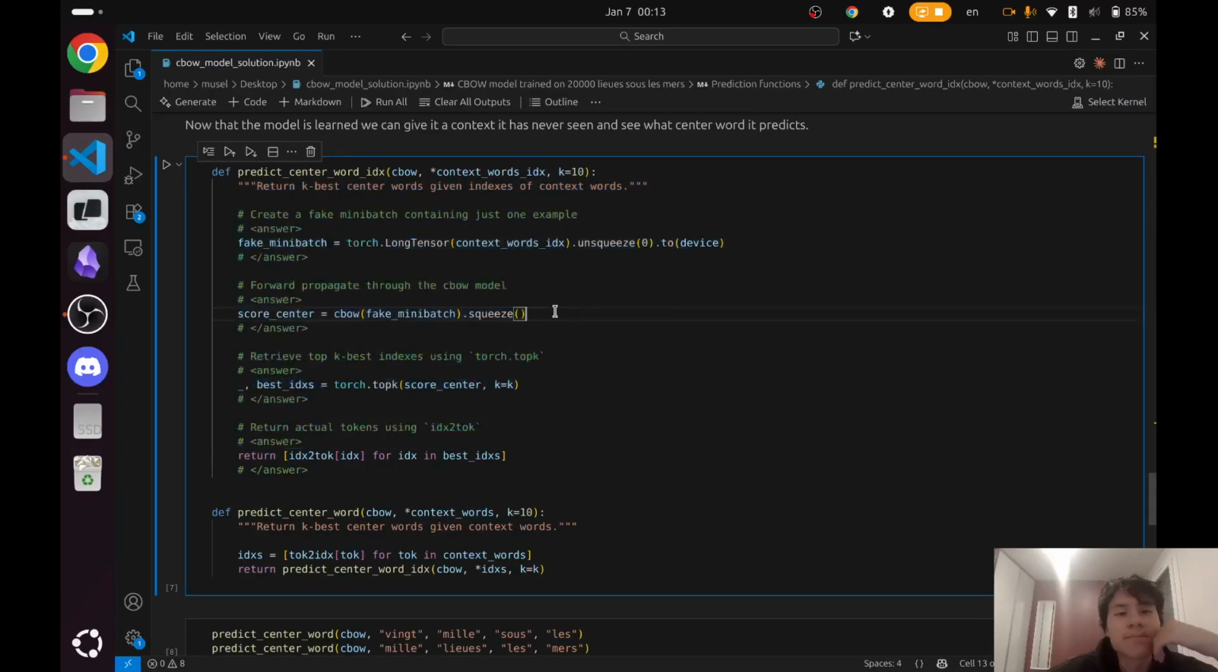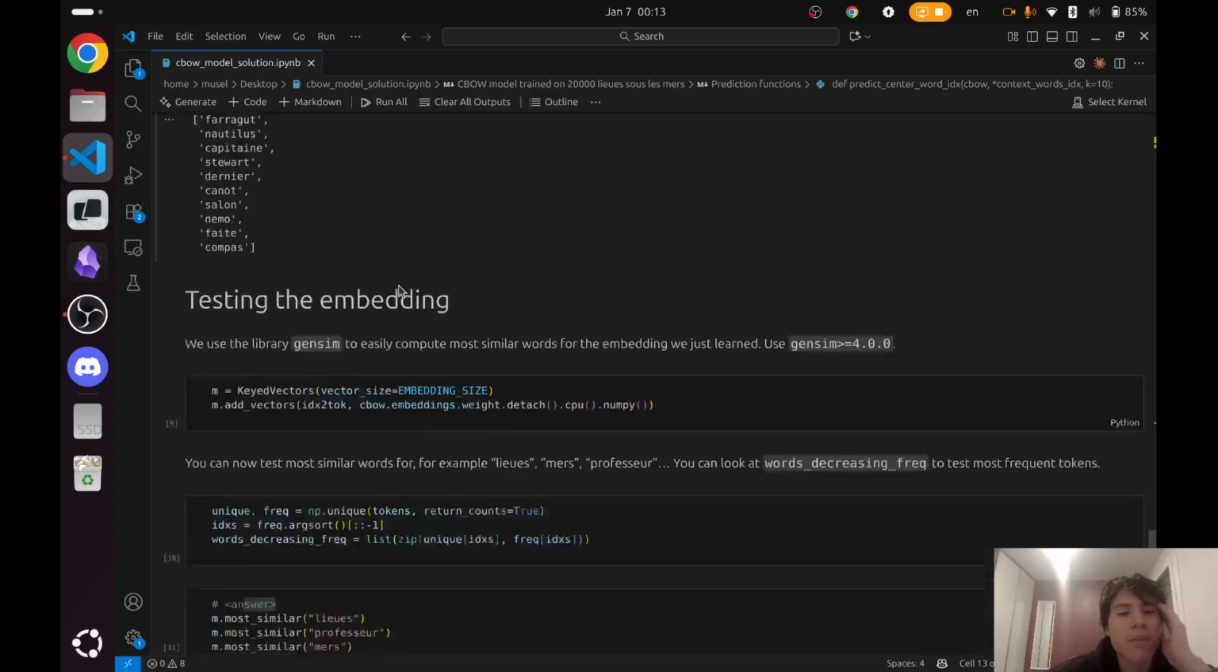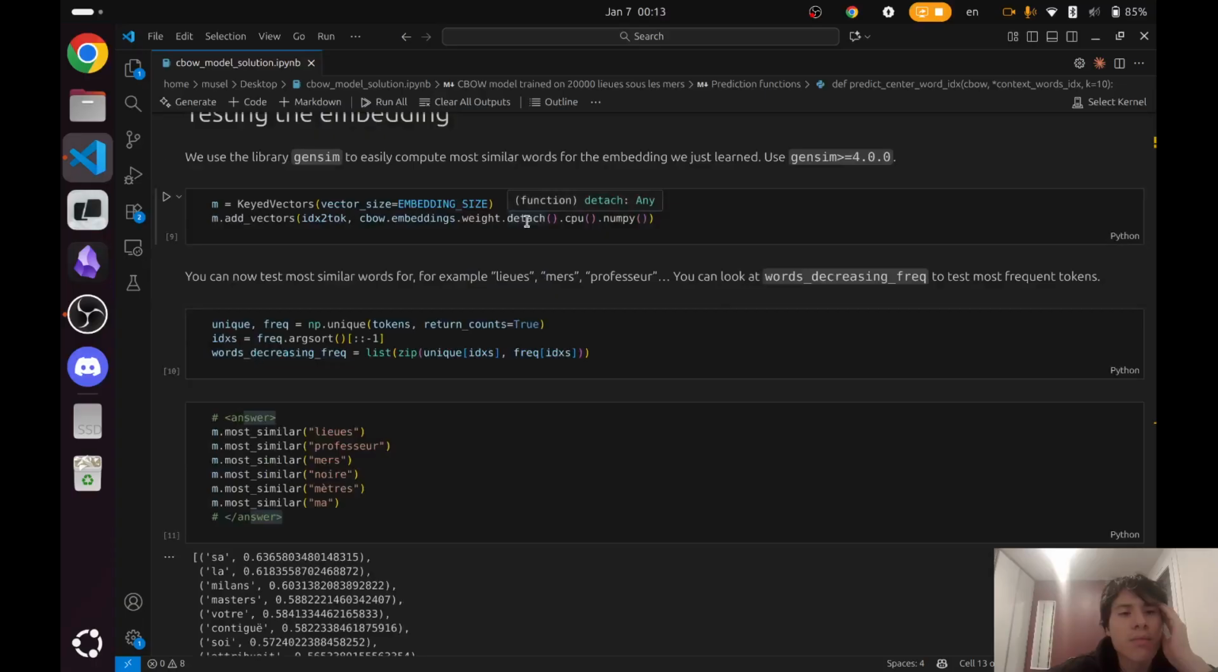Also, to predict a particular example, if you use a fake mini batch, we are adding a dimension, and then in the prediction we are squeezing, getting the top k. We are testing the embeddings. Right. What else?